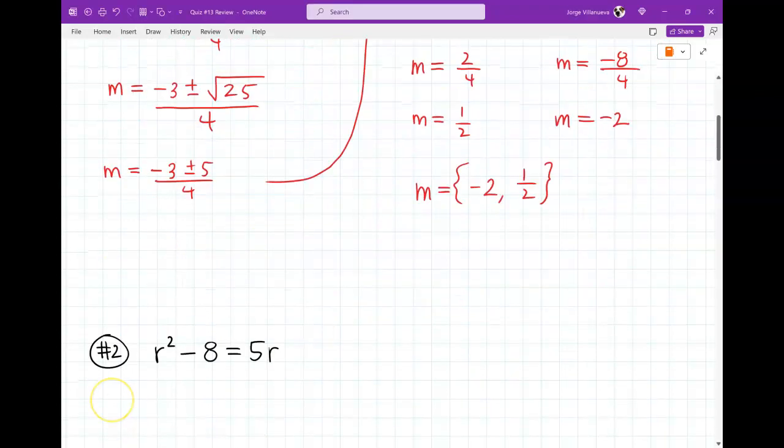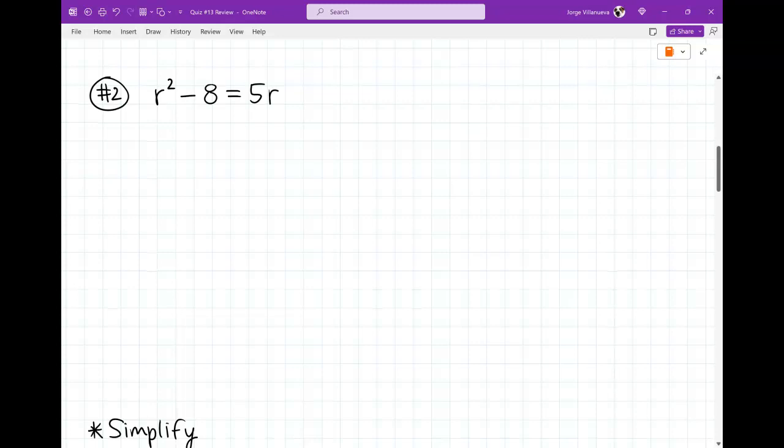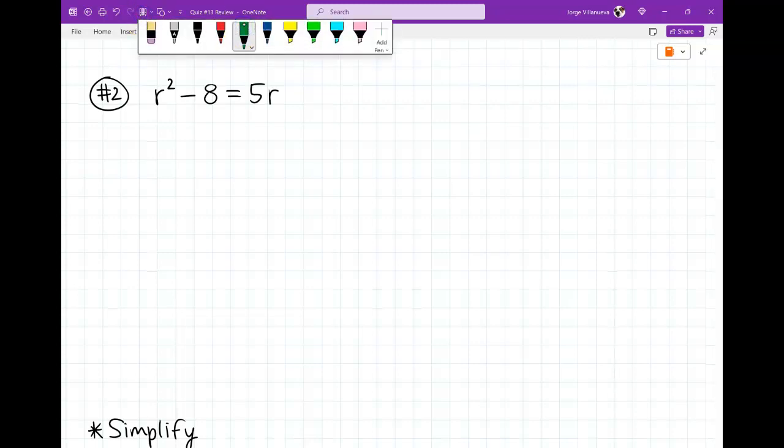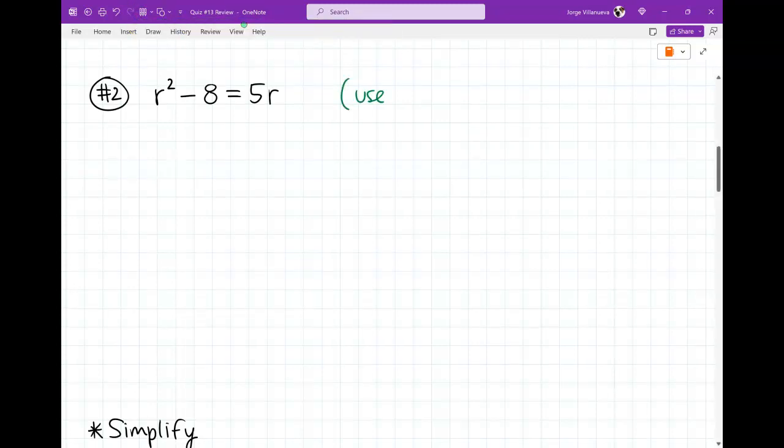All right, so now I want to work on a question like this, but I want this one to basically say, use a calculator to solve. Okay, so use a calculator to solve. That means your answer is going to be like a decimal.